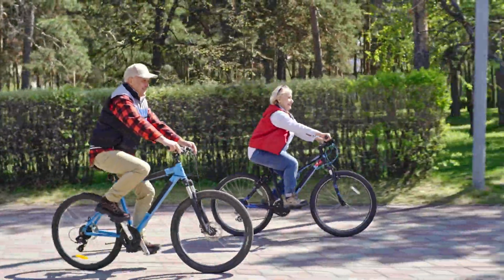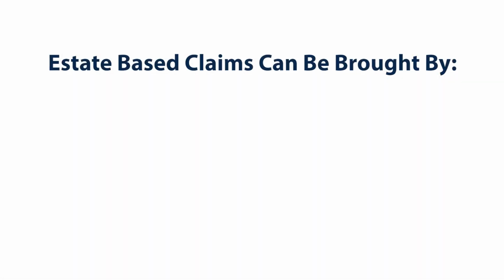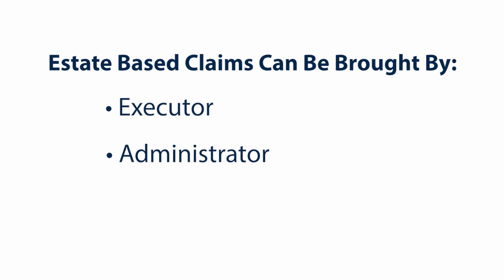That's right. Another thing to think about with estate-based claims and wrongful death claims is who has the right to bring the claim to begin with. So for an estate-based claim, it's going to be the executor or the administrator of the estate. So typically the executor is going to be the person who is in charge of the estate if there is a will, and the administrator would be whoever the court appoints if there is no will.